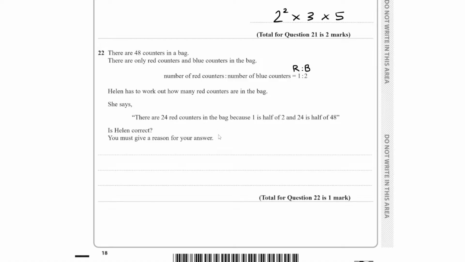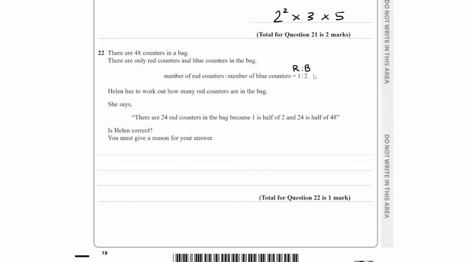She says there are 24 red counters in the bag because 1 is half of 2 and 24 is therefore half of 48. Is Helen correct? Give a reason for your answer. So what you can do is ignore Helen, work it out for yourself, and then see, does your answer match what Helen has?